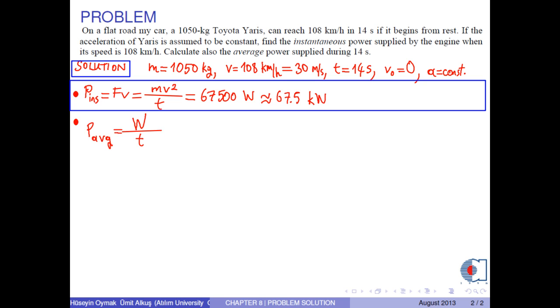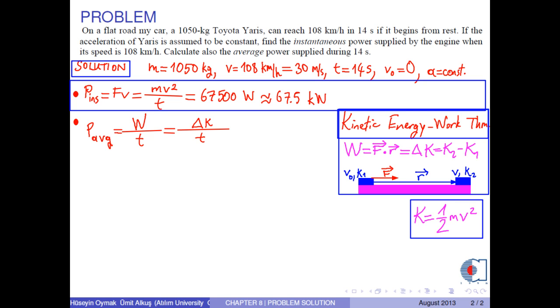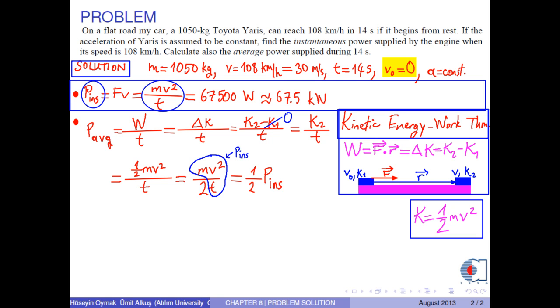Average power has the formula work over time. By the kinetic energy work theorem, we have delta K over T, or K2 minus K1 over T. The initial speed is 0, so is the initial kinetic energy. So we obtain K2 over T. We use the formula 1 over 2 times M times V squared. Then we obtain the average power as M times V squared over 2T. As you see, it is 1/2 the instantaneous power.